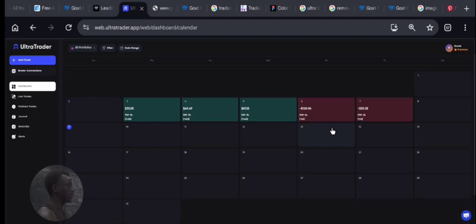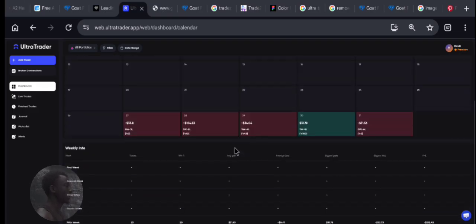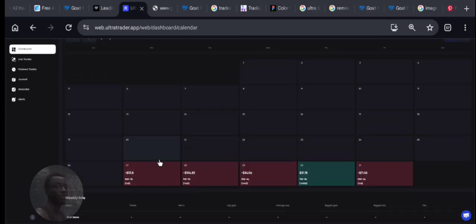So this calendar section shows you each trade you've taken in each day of the week. So that's what the calendar does. If you go back to another week, you can see the trades I took on each day. This is Monday, Tuesday, Wednesday, Thursday, Friday.